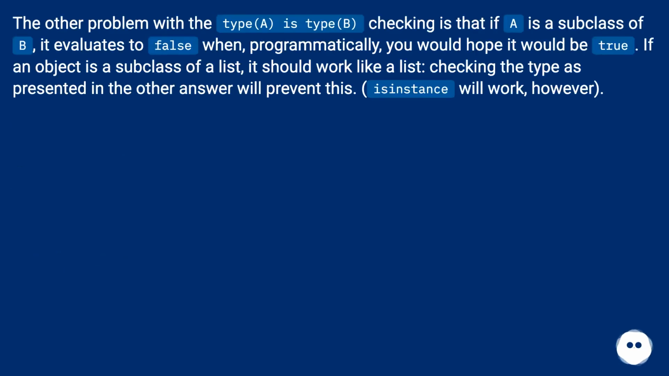The other problem with the type(A) is type(B) check is that if A is a subclass of B, it evaluates to false when, programmatically, you would hope it would be true. If an object is a subclass of a list, it should work like a list. Checking the type as presented in the other answer will prevent this. isinstance will work, however.